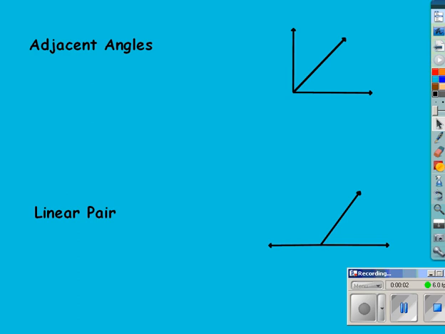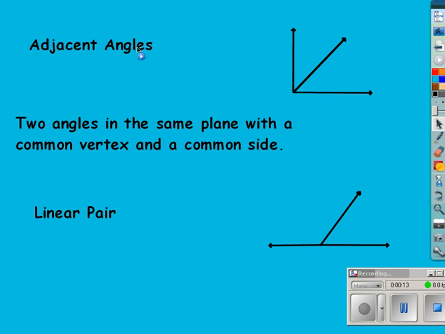All right, we're looking at section 1.4 on pairs of angles. So these are two pairs of angles we have here, adjacent angles and linear angles. Adjacent angles have two angles in the same plane with a common vertex and a common side.